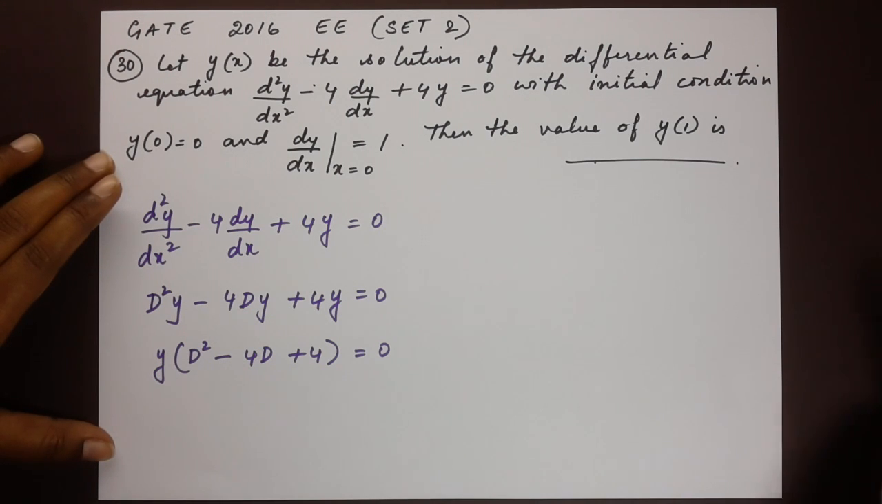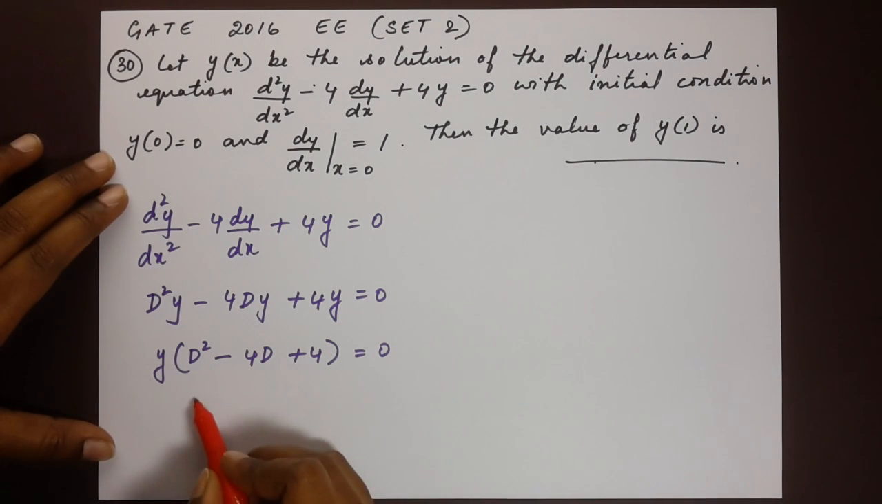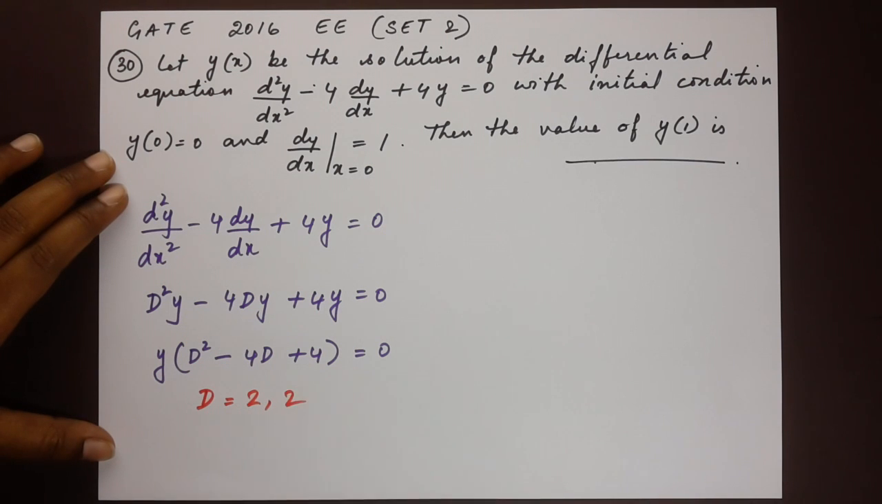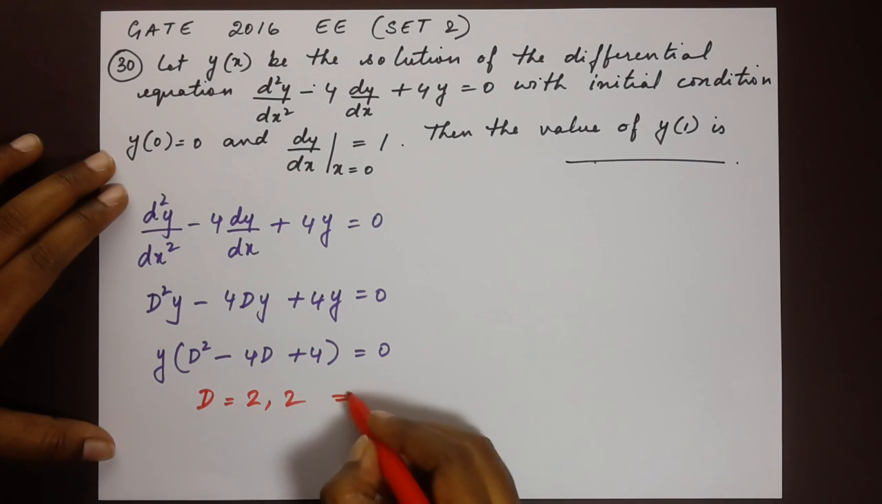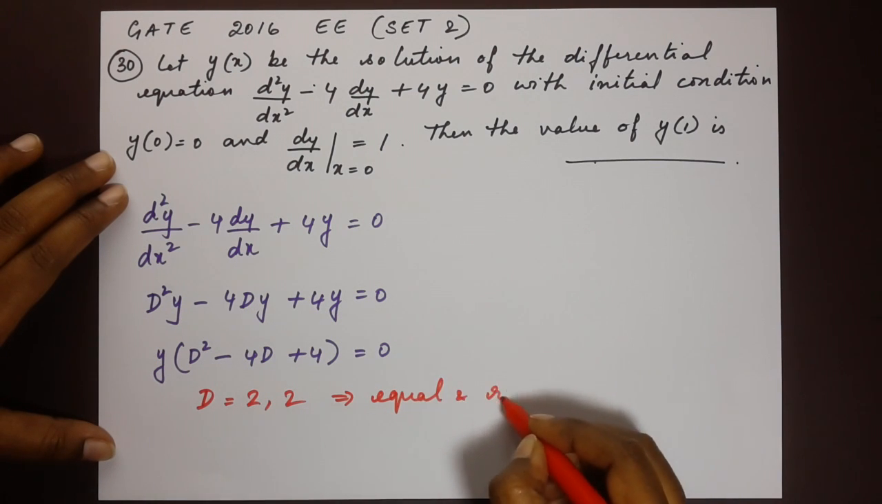We can use just the normal factoring methods. I'm sure you're quite familiar with that. This is a quadratic equation, so you can use any one of the many factoring methods that are there. You can use grouping, you can use quadratic formula, you can use completing the square method, whichever method is suitable to you. Here we can directly see that d is equal to 2 and 2. These are the roots. So the roots are equal and they are real.